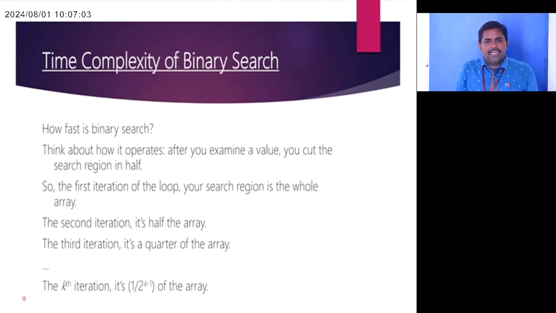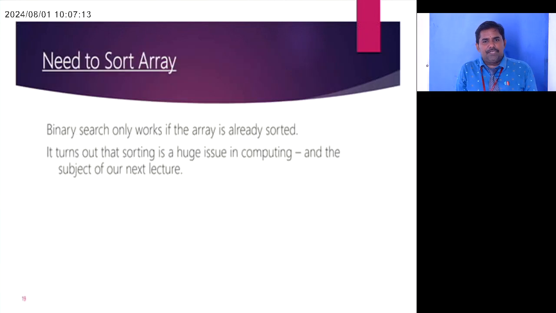The second iteration is half of the array. The third iteration is a quarter of the array. The kth iteration is 1 by 2 to the power k of the array. Likewise, each and every time it is reduced to half of the array. Sorting the array is very important. Binary search only works if the array is already sorted. I already told you that condition very clearly.